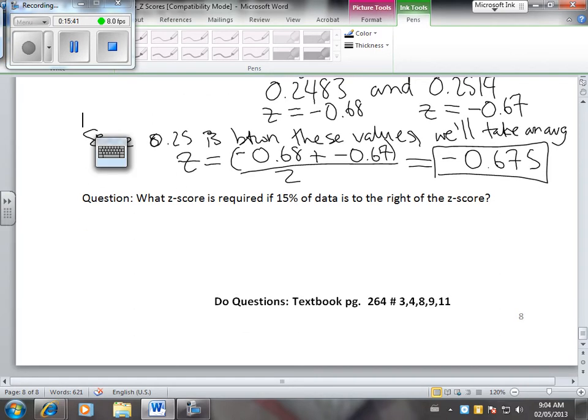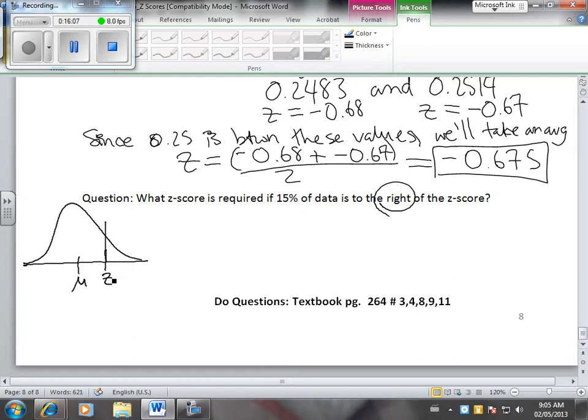And then the last example, what Z-score is required if 15% of the data is to the right of the Z-score? Okay, so now be very careful, because remember that our Z table gives us the values to the left. So I'm going to just quickly draw one of my standard normal distributions here. That's a pretty terrible version, but that's okay. There's my mu, and my Z-score. I'm just going to draw everything over here. So this is 15% of the data. But my Z-score is given in terms of this area here. So how do I find this area?